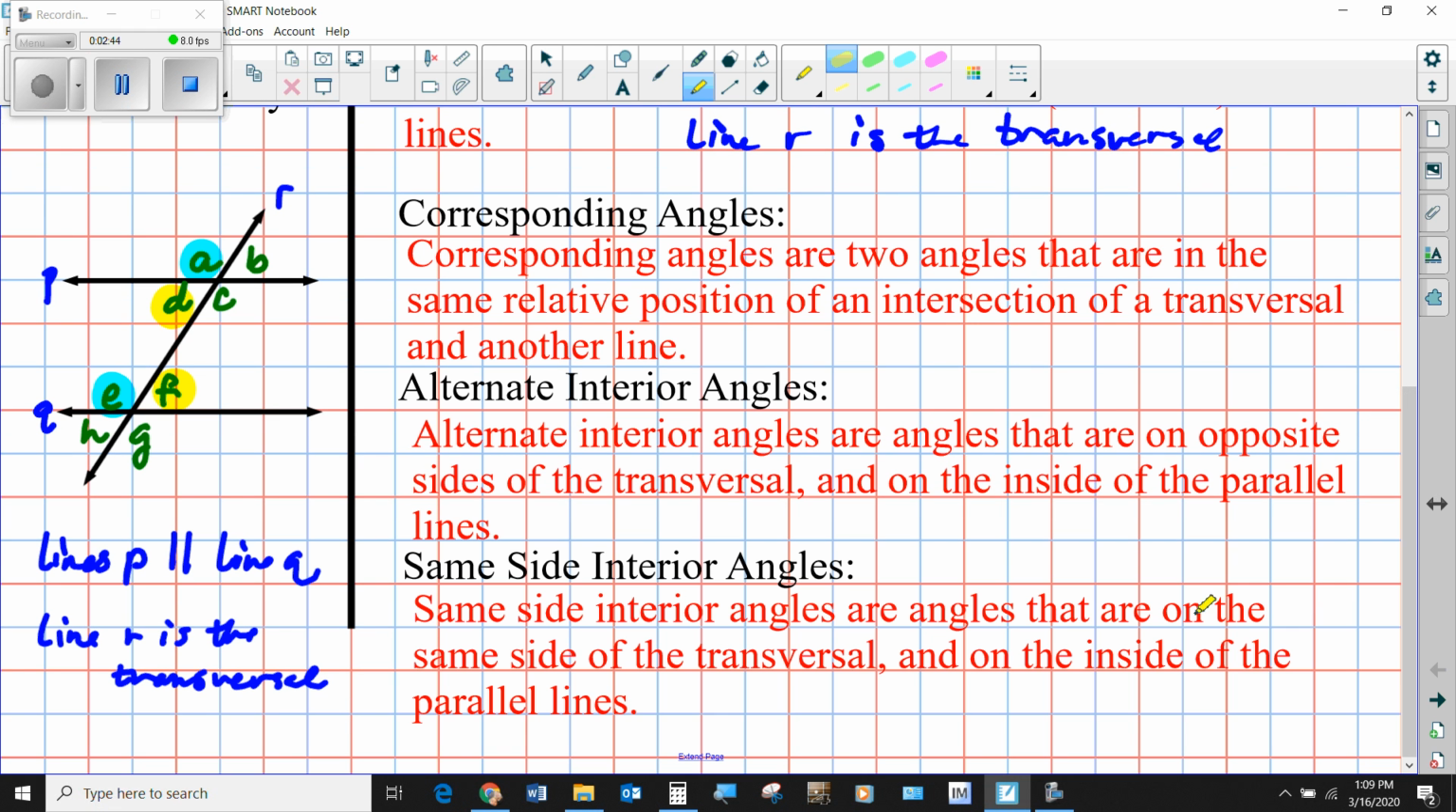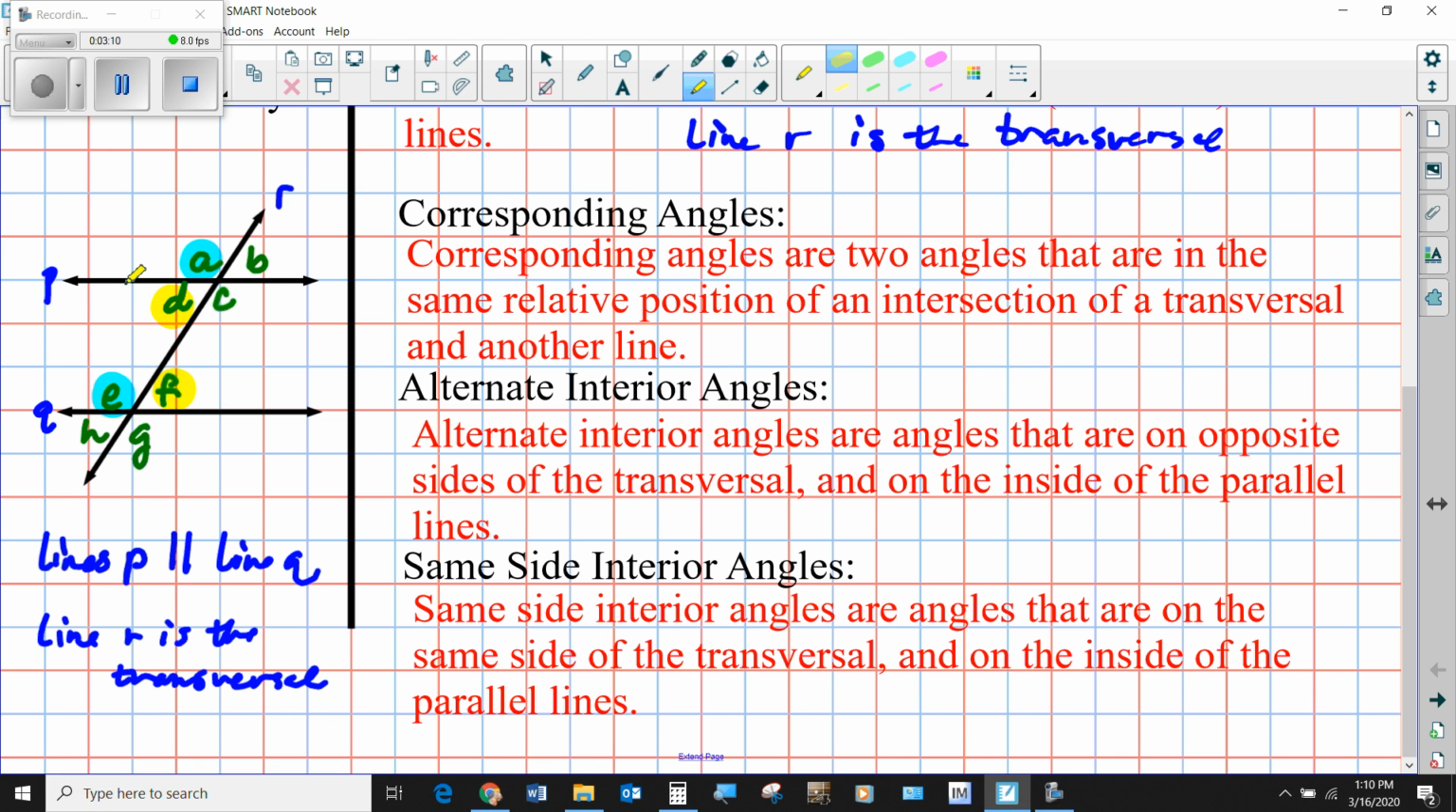Then the last type of angle we're going to talk about are same side interior angles. The same side interior angles are on the same side of the transversal and on the inside of the parallel lines. So once again, look at these four angles. D and E are on the same side of the transversal, so they would qualify as same side interior angles, as do C and F, okay?